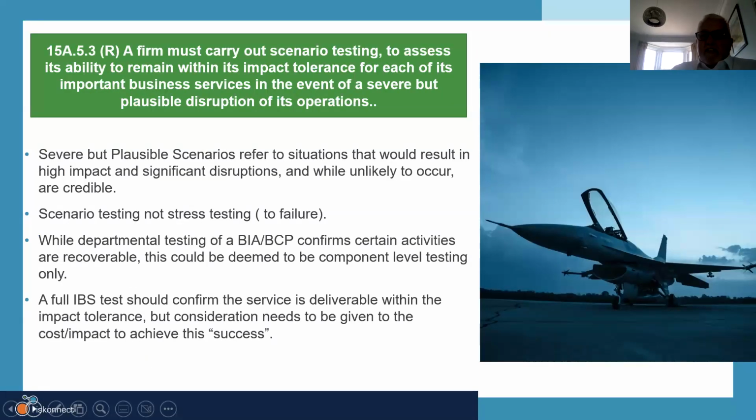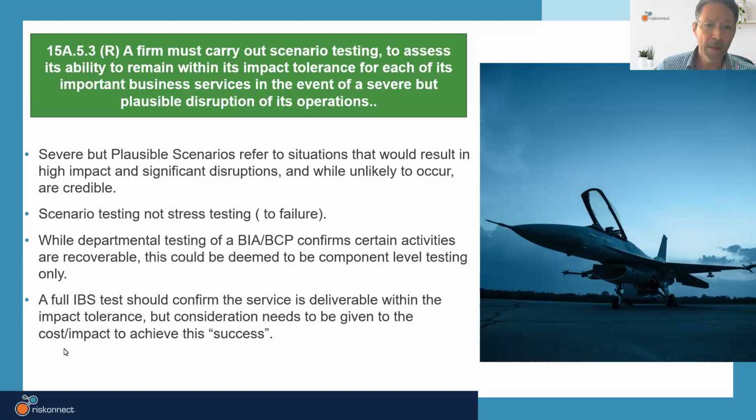Okay, scenario testing. So this is 5.3. You need to actually test and prove against your plausible scenarios, and you've got to be able to remain. This is similar to what you did with BC where you did recovery plans, but this is actually proving you can remain. Now this could be a desktop exercise, it could be any way you want to do it. So Andrew, severe but plausible.